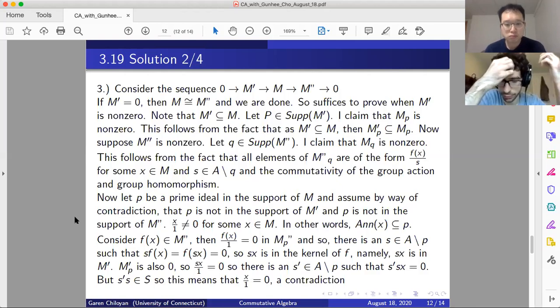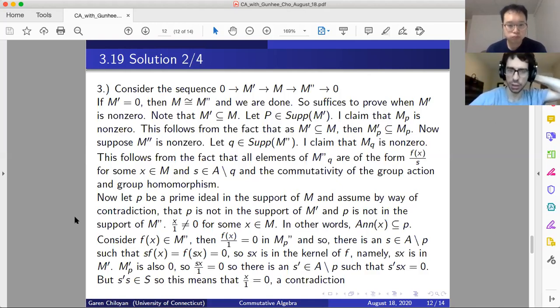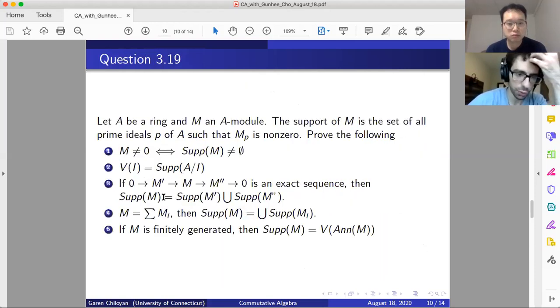It's just M prime. So that means that because M prime sub P is also 0, if you take the fraction sx over 1, that's 0. So there's an s prime in A, but not in P, such that s prime s times x equals 0. But s prime s is an s, but that means x over 1 will be 0. That's not true. That's a contradiction. So that means that we proved left to right is true. We assumed it is not true, and we had a contradiction. So we're done.